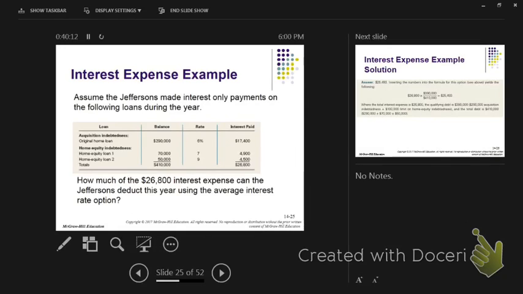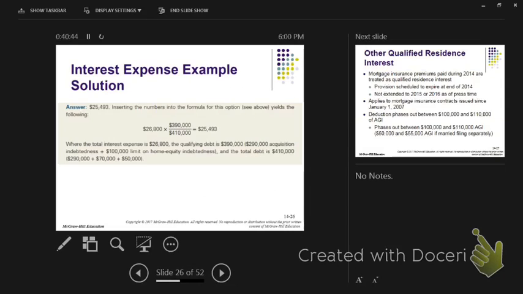So what we have to do is we know we can only use $100,000 of that. So one way of doing it, they're going to use the average interest rate option. Instead of sitting there and trying to figure out which one at which rate, or are we going to use $70,000 at 7% and then only use 30,000 at 9%, they're going to take the total, 410,000, and they're going to take the 2680, and they're going to make it proportional.